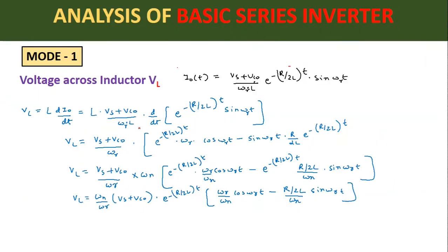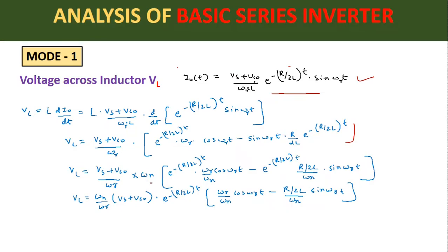Now we will derive the equation for voltage across the inductor VL. We know the formula of voltage across the inductor, which is equal to L di naught by dt, and we have already derived the load current equation. This is the load current equation. Now we will put the load current equation here. We will get this type of equation. So we have to differentiate this equation with respect to t. After differentiating, we are getting this type of equation.